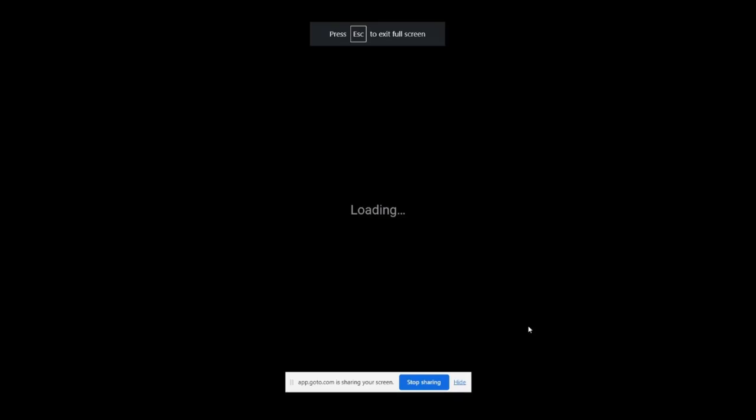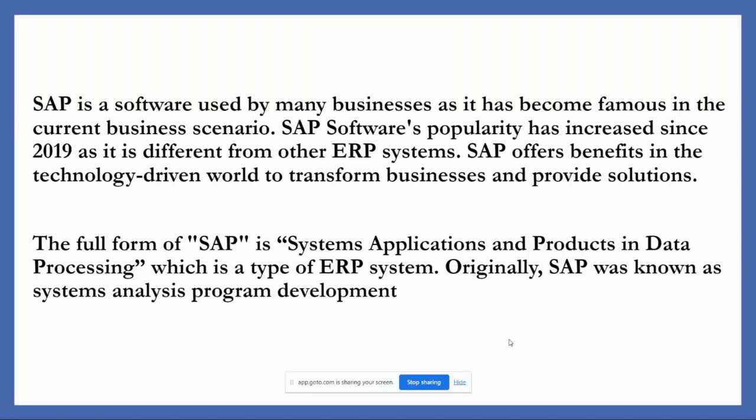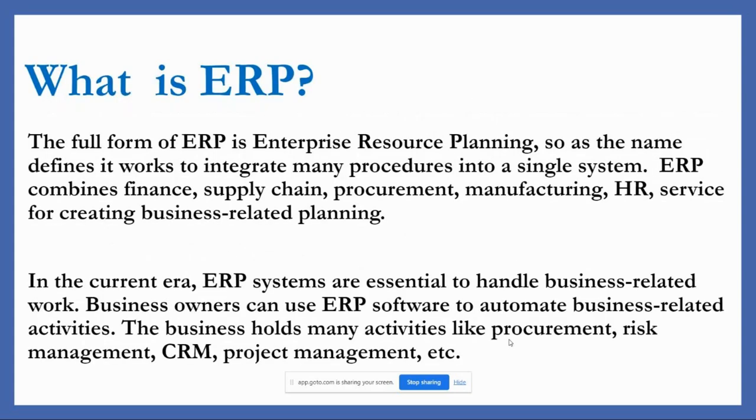Okay, so this is how we say it. SAP is a software that is used mainly in business in the current scenario. Why? This is why we are using ERP, Enterprise Resource Planning. The name itself says that we are integrating many procedures in a single system.